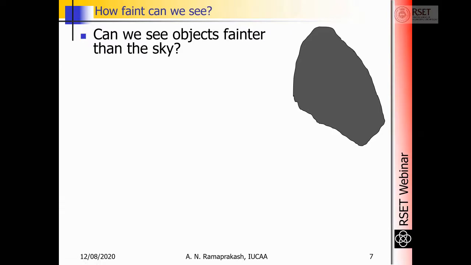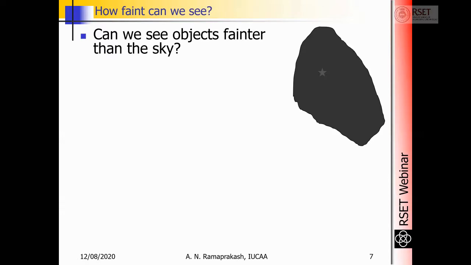I've not removed the star. The star is still there. I've just made it fainter. To convince you that that is the situation, let me make the sky a little fainter, and the star should reappear. See, when the sky is darker, the star has reappeared. It's still there. You just don't see it because the sky is brighter than that. So does it mean that if an object is fainter than the sky, you cannot see it?